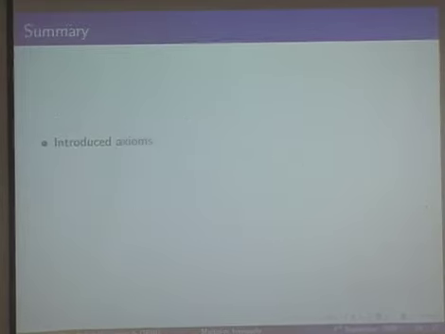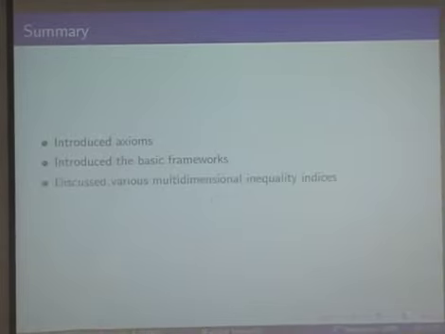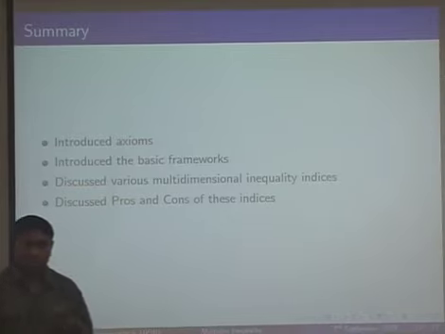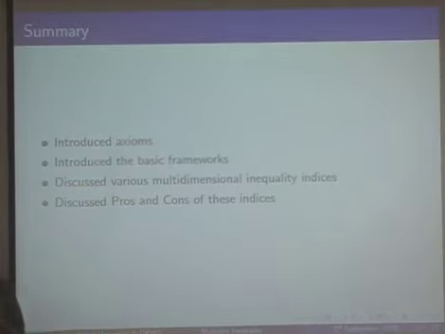Okay, so here is a summary that was pretty quick. We introduced axioms, the basic framework, discussed various multidimensional inequalities, and pros and cons. Keep in mind, whether it is an inequality index, poverty index again, or a human development index, you have two choices.